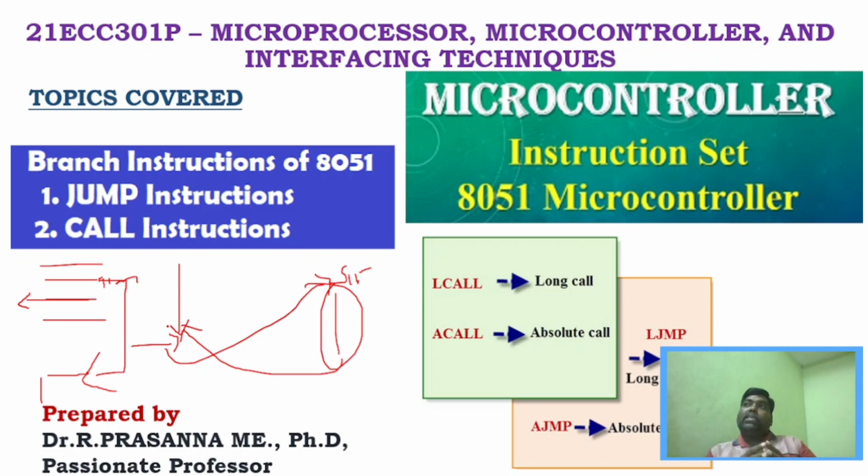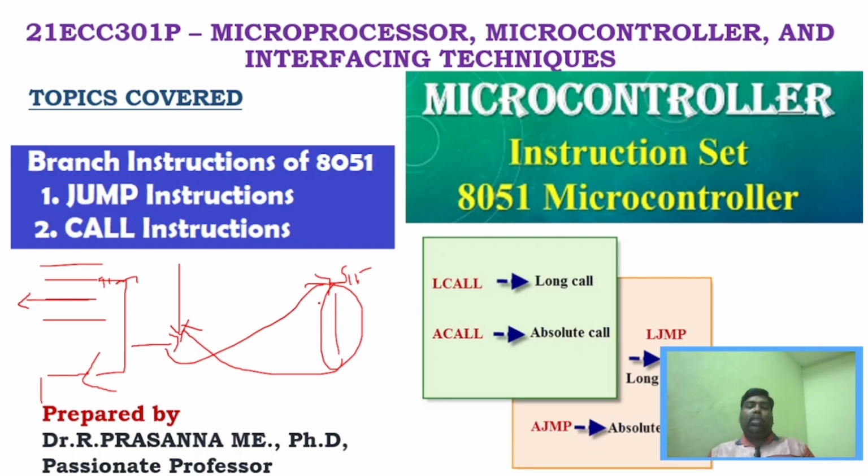In the call instruction, the program counter value is temporarily changed, and once again after completing the subroutine, it will go back to the main program. Remember I explained about push and pop instructions. Push adds a value to the stack, and pop removes the value from the stack. After removing it from the stack, it will execute the main program normally. So for a temporary change, there will be a change in the program counter. That is about the call instruction.